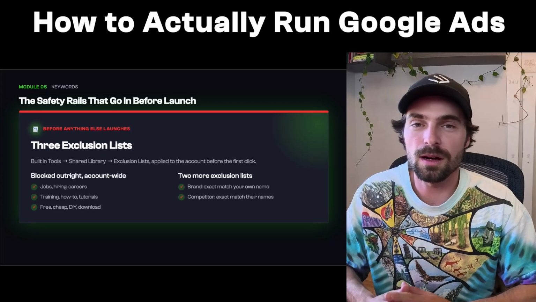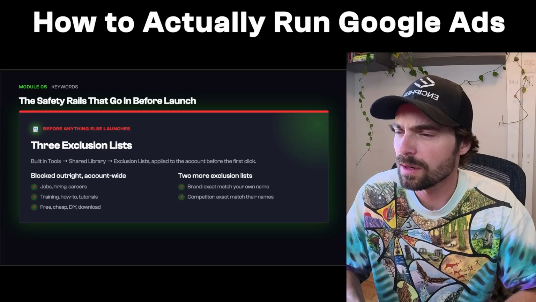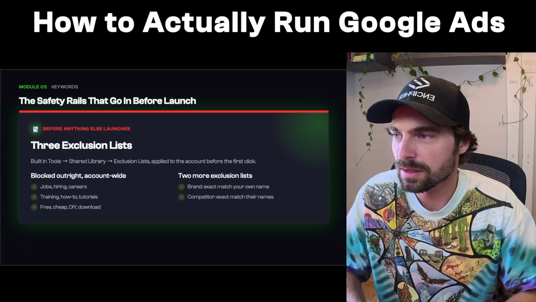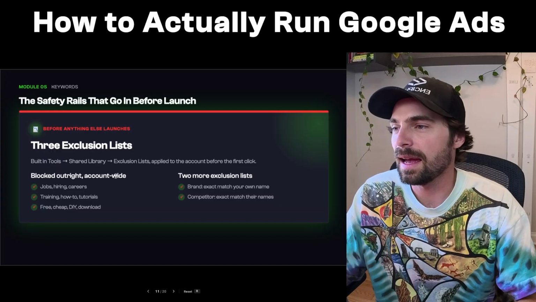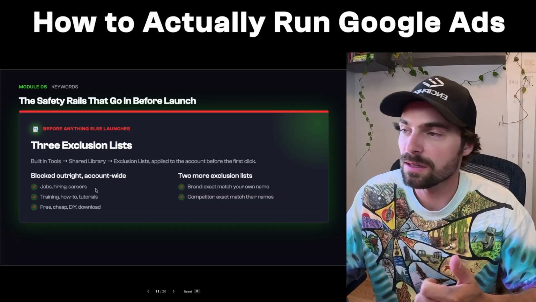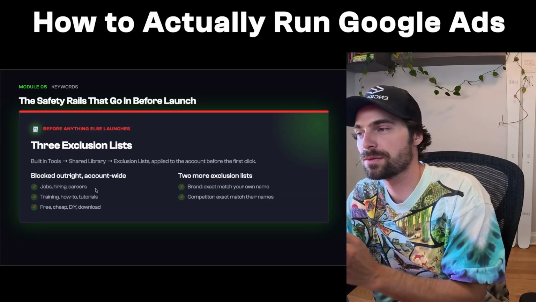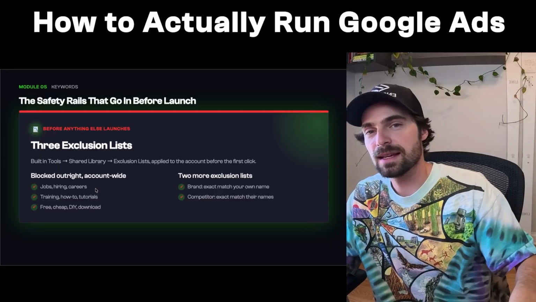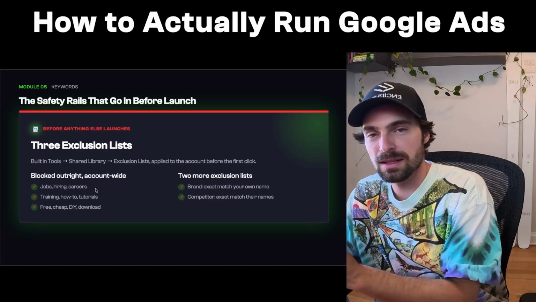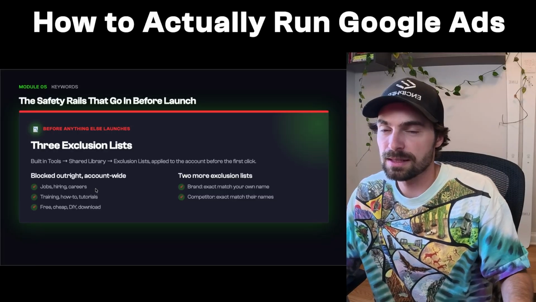So before you launch any campaigns, or if you have campaigns going, what you need to do right now is go into your Google Ad account, into your exclusion lists under shared library, and make an exclusion list that is blocking with negative keywords: jobs, hiring, careers, training, how-to, tutorials, free, cheap, DIY, download, things like that. You need to build a negative keyword list that has all of these keywords in there that's going to hopefully block your ads from showing up for these keywords.